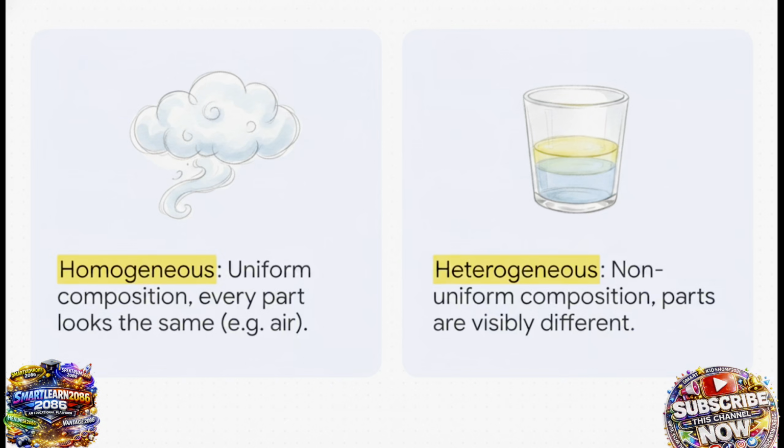Now, mixtures basically come in two distinct flavors. First, we have homogeneous mixtures. Homo just means same. These have a completely uniform composition. Every single part looks exactly the same, like the air we breathe or a glass of water with sugar completely dissolved into it. You literally can't see the different parts. On the flip side, we have heterogeneous mixtures. Hetero means different. These are non-uniform. Think of a scoop of soil from your garden, a rock, or what happens when you pour olive oil into water. The parts remain visibly separate from one another.